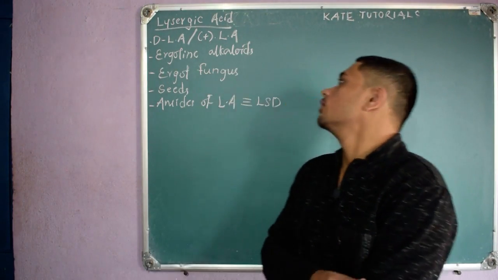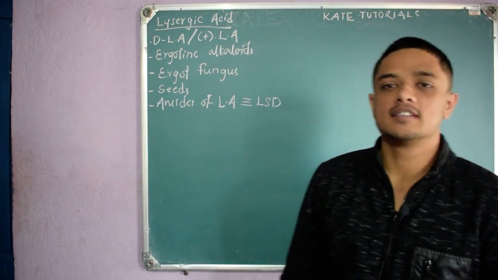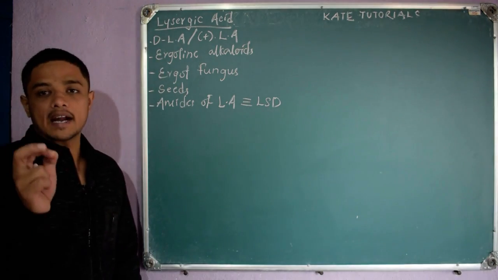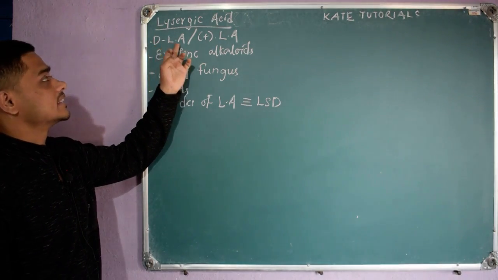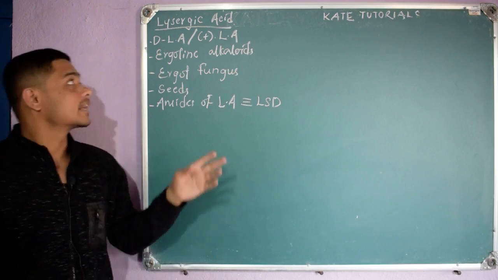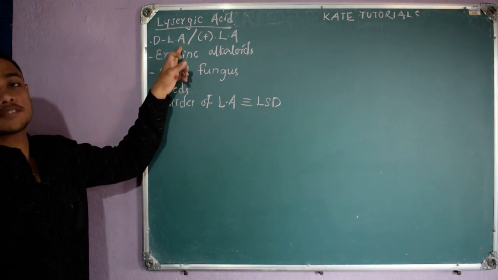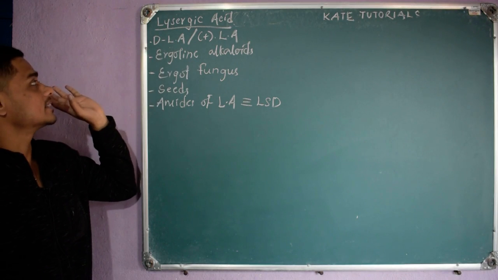In this video, we shall discuss one more alkaloid, that is lysergic acid. This lysergic acid is an optically active alkaloid. It is called D-lysergic acid or plus lysergic acid. These are the other names of lysergic acid. Here LA stands for lysergic acid. From now onwards, if I write LA, you should understand that it is lysergic acid.